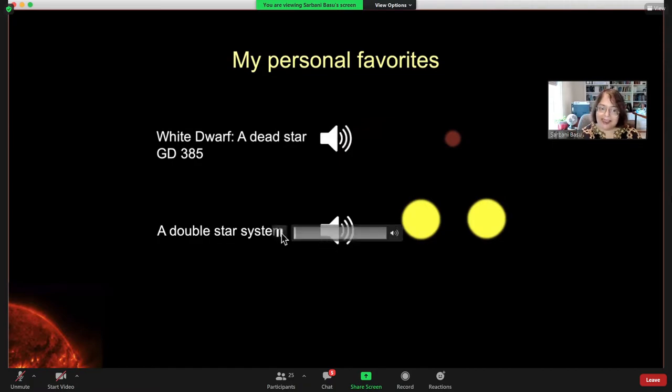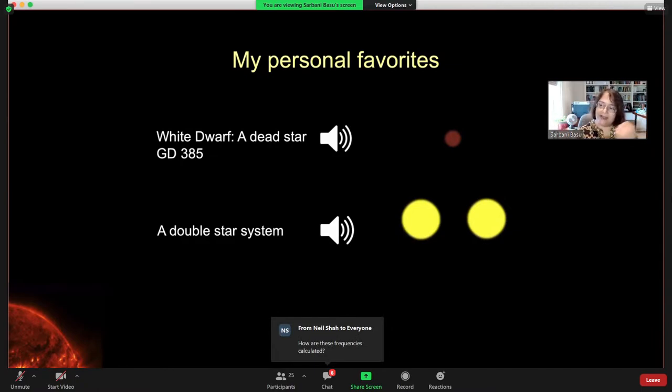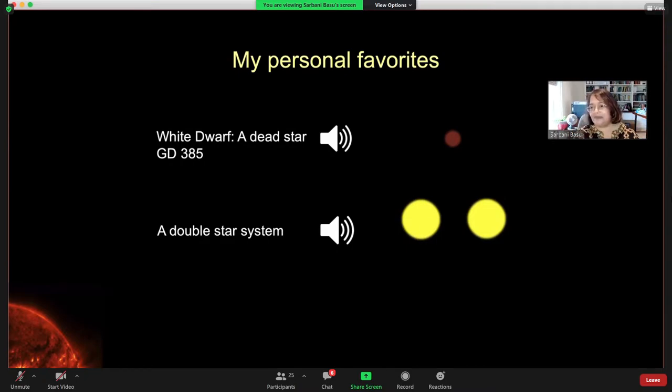And the other thing here, this is a double star system. As one star is going around the other, its tides are causing the other star to oscillate. And that is what you hear as a drum beat. So seismology of other stars is a bit more complicated because we don't have much more data. But we're beginning to do that, and we are learning how to do that too.